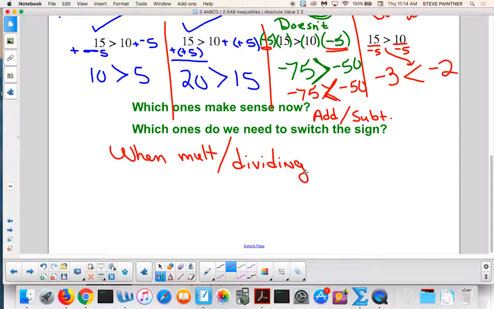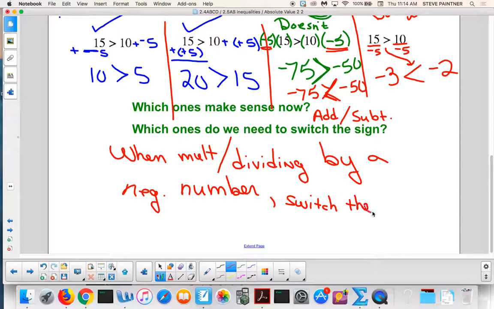When multiplying or dividing by what kind of number? Negative. By a negative number, what do you always have to do? Switch the sign. There you go. Switch the sign. And really, that's the biggest part of this lesson right there. I need you to know, if you don't switch the sign, you will get a bunch of these wrong. Okay?